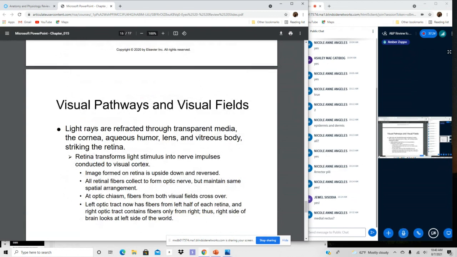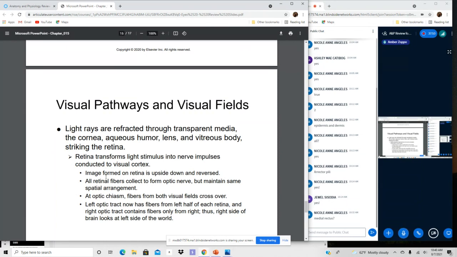So now we're going to talk about visual pathways and visual fields. Light rays are refracted through the transparent media, the cornea, aqueous humor, which is, remember, that watery substance that's located in between the cornea and the lens, and the vitreous body. And these all strike the back of the eye, the retina. The retina transforms the light stimulus into nerve impulses conducted to the visual cortex.